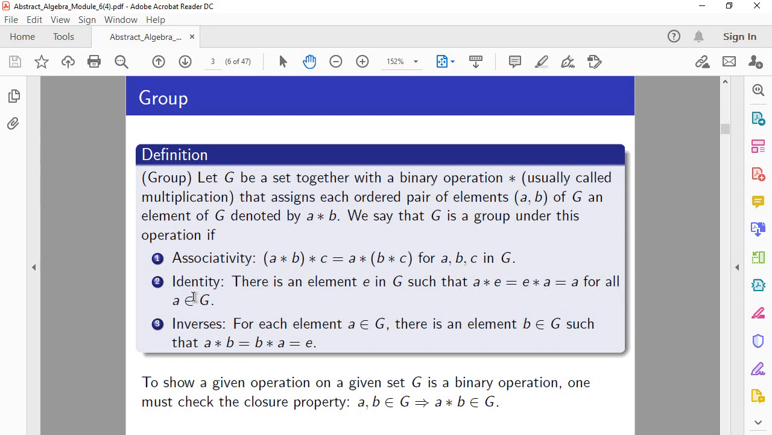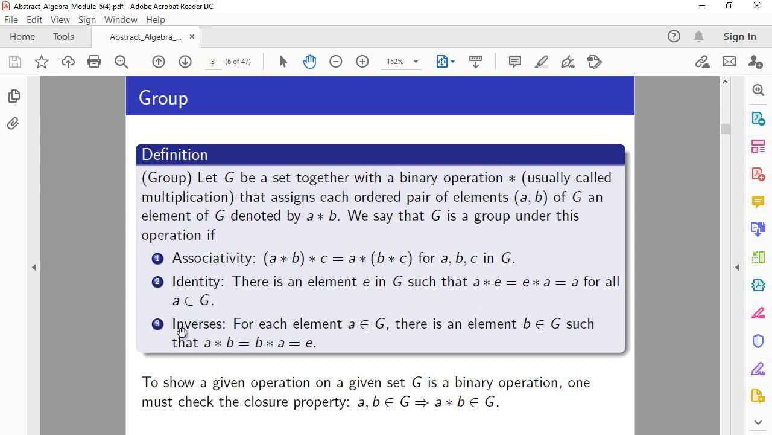Property number 2 is that there must be an identity element. That is, there must be an element E in G such that A star E and E star A are equal to A for all A in G. So E here is called an identity element in G.